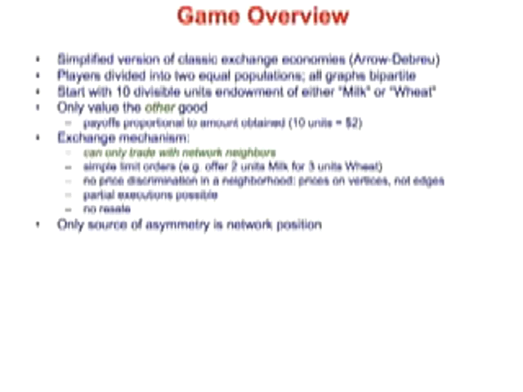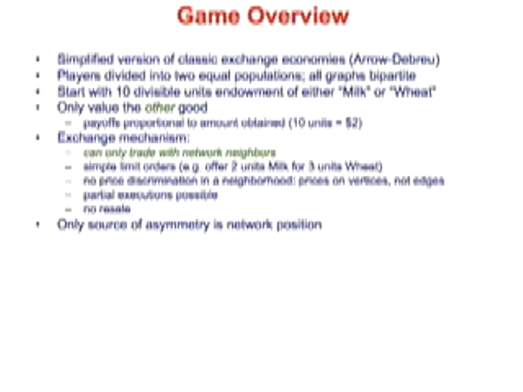Okay, game overview. It's a simplified version of classic exchange economies if you're familiar with them, of the Arrow, Debreu, Fisher variety, but as you'll see, we don't need nearly the richness of those models in these experiments. Players start divided into two equal populations of size 18 each, and so the graphs are all going to be bipartite. Okay, there are only going to be edges between the two sets of 18, not within the two sets of 18. Every player starts with 10 fully divisible units of one of two commodities.